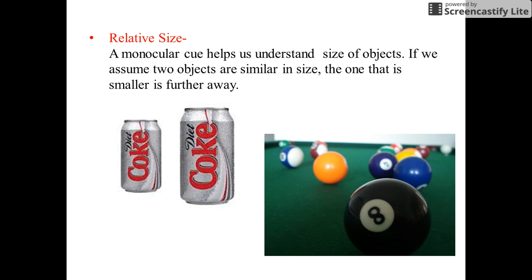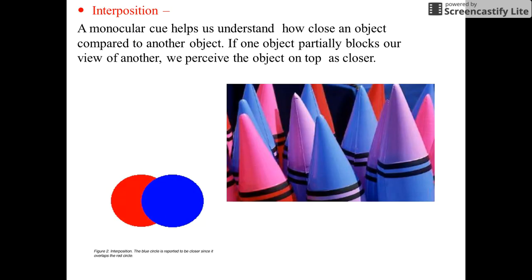Relative size. Another monocular cue helps us understand size of objects. If we assume 2 objects are similar in size, the one that's smaller appears to be further away. So I can see that both of these Coke cans are the same size. But since the one on the left appears a little bit smaller, I assume that it's further away. Same thing with the pool balls. The one up close, they're all the same size, but the other pool balls must be further away because they're smaller.